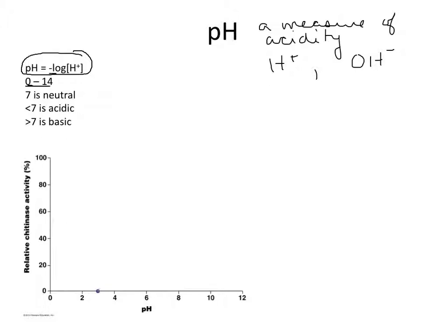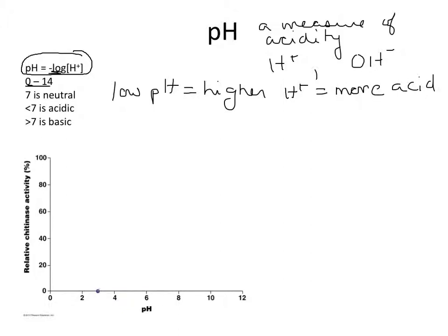Because it's a negative log equation that determines pH, low pH equals higher H plus equals more acid. Okay, and high pH equals lower H plus equals more basic.